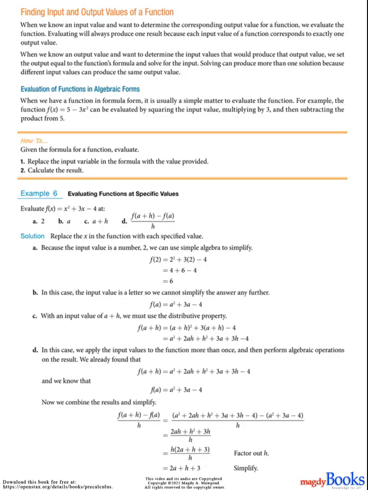A. Evaluation of functions in algebraic forms. When we have a function in formula form, it is usually a simple matter to evaluate the function. For example, the function f of x equals 5 minus 3x squared can be evaluated by squaring the input value, multiplying by 3, and then subtracting the product from 5.